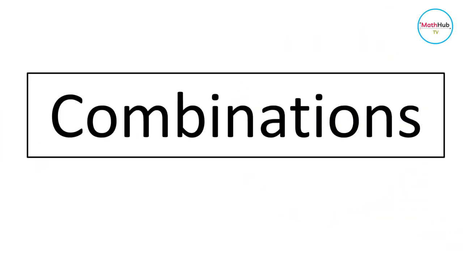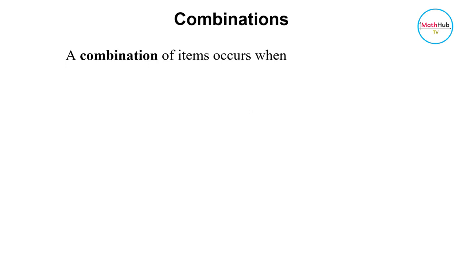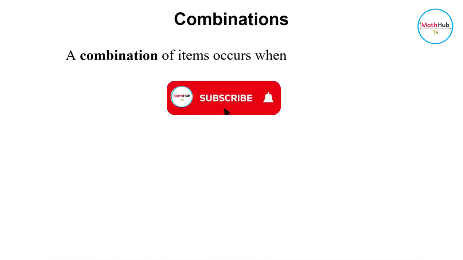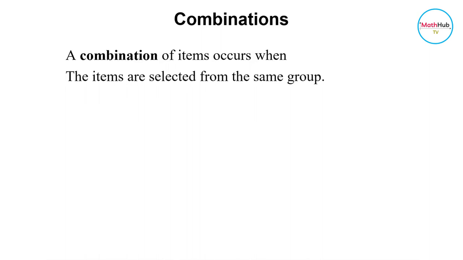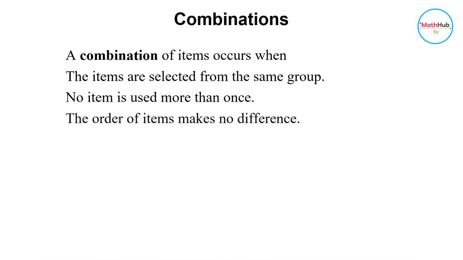Combinations. A combination is a mathematical technique that determines the number of possible arrangements in a collection of items where the order of the selection does not matter. In combinations, you can select the items in any order. Combination of items occur when the items are selected from the same group, and no item is used more than once, and the order of items makes no difference.